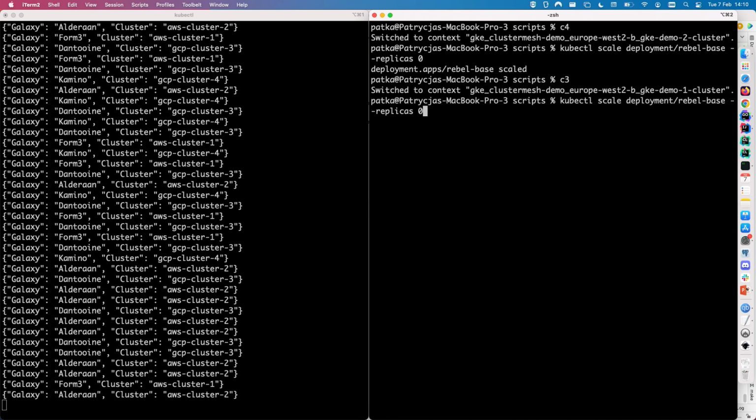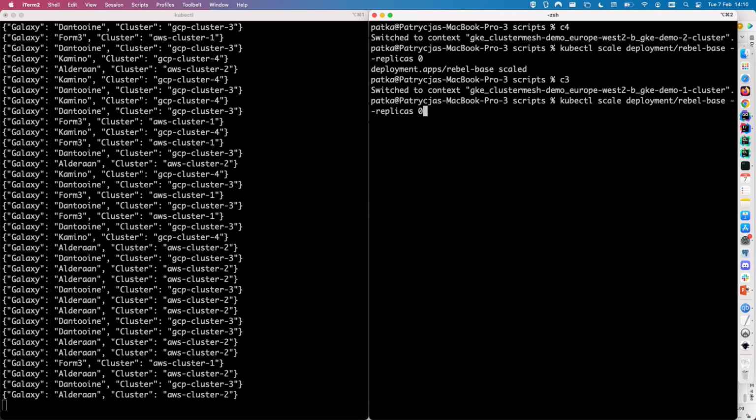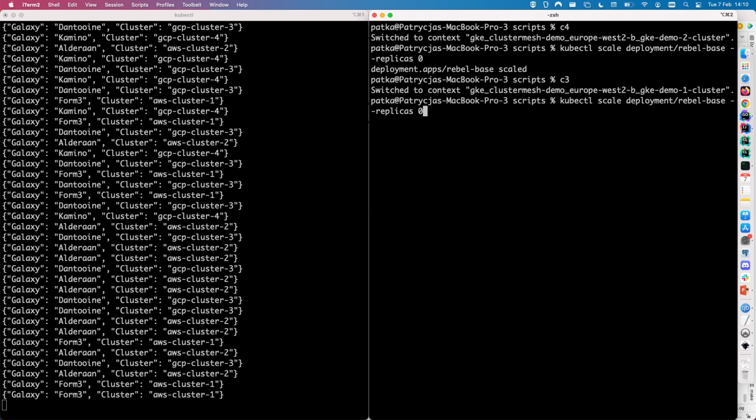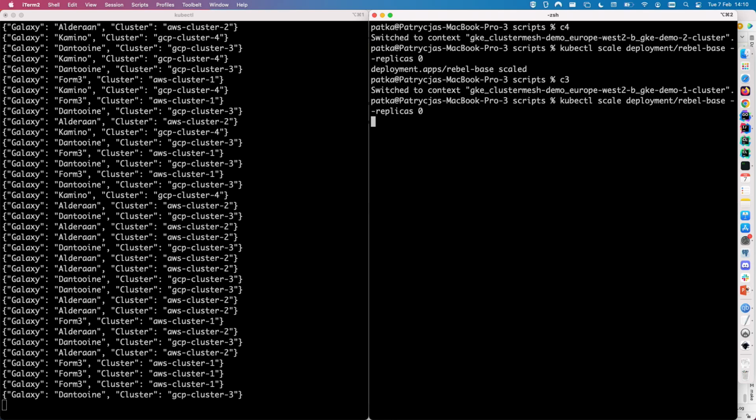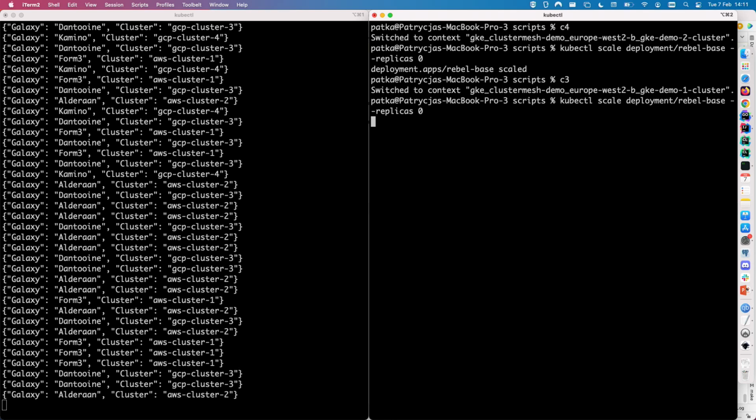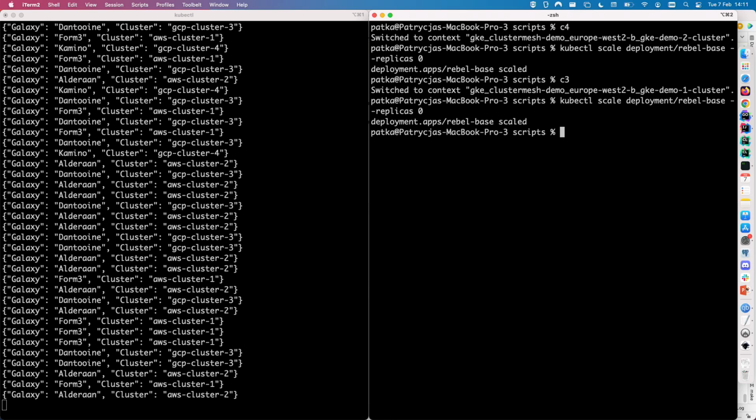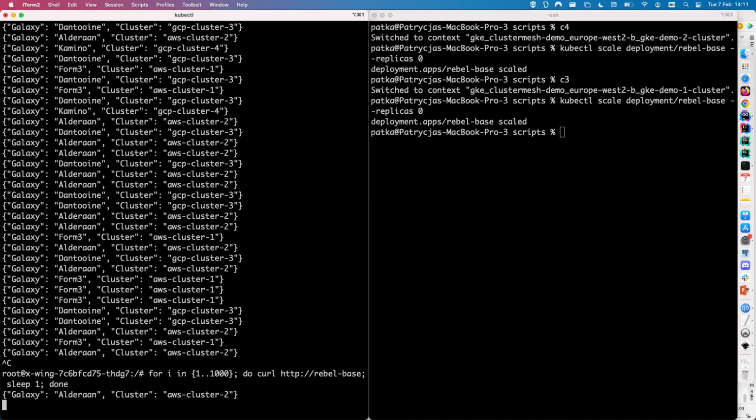So let's scale down our another cluster in GCP. That's my GCP cluster 3. And now we should get answers only from AWS. Let me refresh.